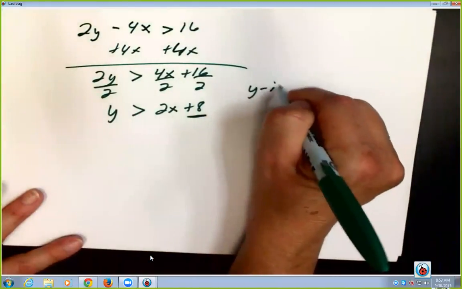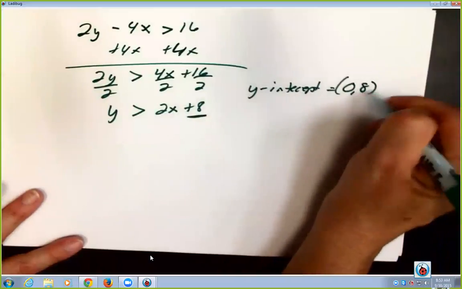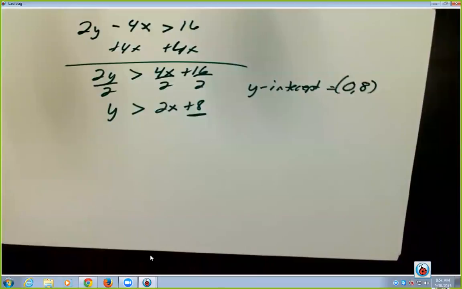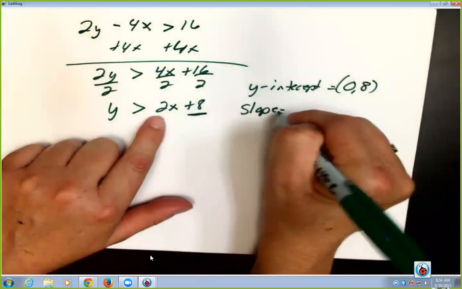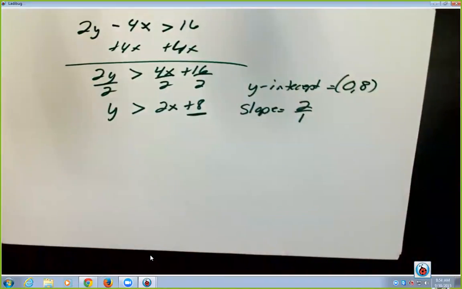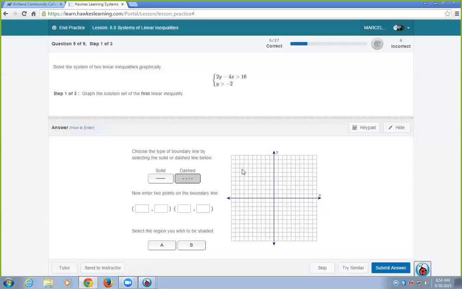And the y-intercept is 0, 8. So that can be one of my points that I pick. When I go back to Hawks, it can be a point that I take a look at. The other thing that I know about this is my slope. And my slope is 2 over 1. So if I go back to Hawks now, and within Hawks, if I want to graph my points in here, I can put in 0, 8.